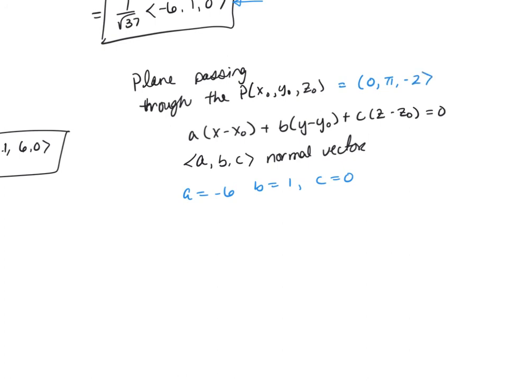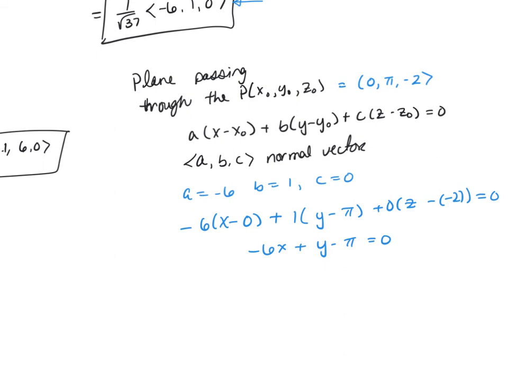So my equation of my normal plane is going to be -6 times x minus 0 plus 1 times y minus pi plus 0 times z minus -2 is equal to 0. And so I have -6x plus y minus pi is equal to 0. So my equation is, let's go ahead and solve for y. I don't have to. I can leave it like this. I have -6x plus y is equal to pi.